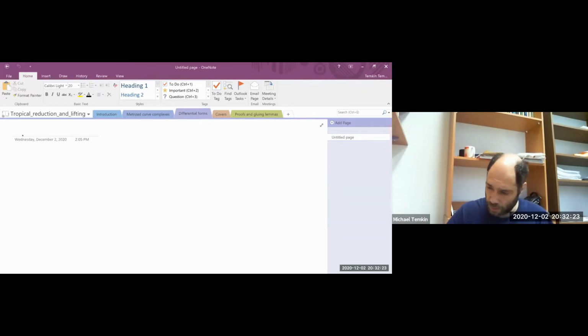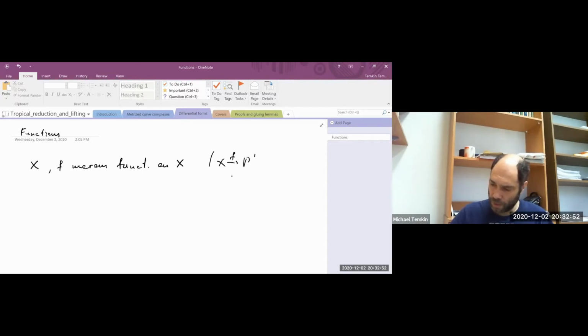So let's start now the topic of differential forms, but I'll discuss functions first. So let's now assume that I'm given, and just to illustrate the same ideas, I'll start with functions. So let's assume that X is a curve. I'm given a meromorphic function on X. Or you can just think of a map to P1, by the way. It will be relevant maybe later.